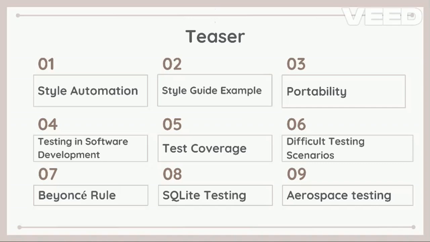In test coverage, different methods are explained, such as branch and path testing, to ensure every part of the code is checked. The lecture also discusses difficult testing scenarios like handling system errors, race conditions, and performance issues. The Beyoncé rule reminds us to test features we care about to avoid issues during big changes. Finally, the lecture explores aerospace testing, showing how structured methods like unit tests and hardware-in-the-loop testing ensure the reliability of critical systems.